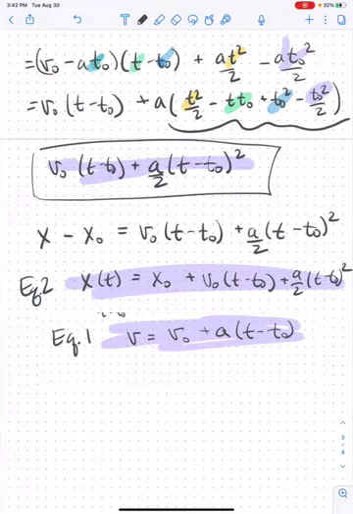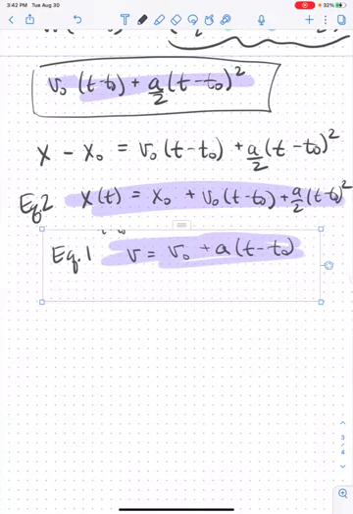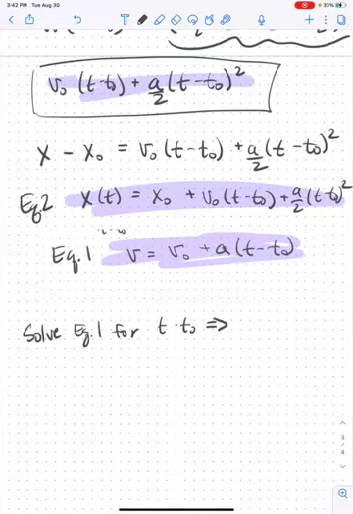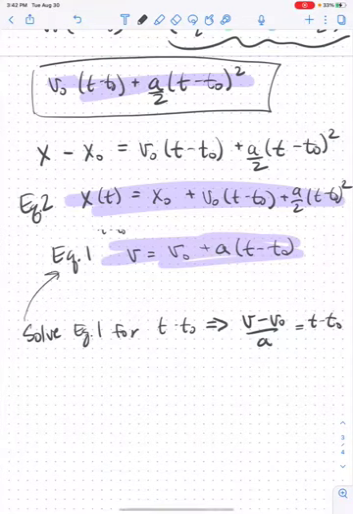Now, it will be very common that you have some combination of your v's and your x's, but you don't know anything about t. So it's useful to have a version of these equations that don't have t in them. In order to generate that, we're going to solve equation 1 for t minus t naught. So I'm going to subtract v naught from both sides and divide by a. That's v minus v naught over a, and it's going to equal t minus t naught. Again, that came from equation 1.